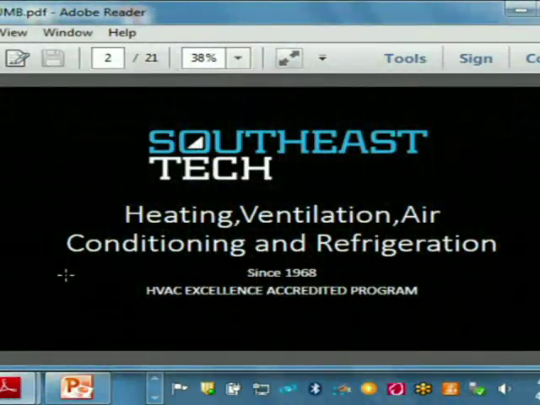They've become more of a disposable type of appliance, costing more to repair than to replace. So we've shortened things up, and now we're more on just the heating, ventilation, air conditioning, and refrigeration.